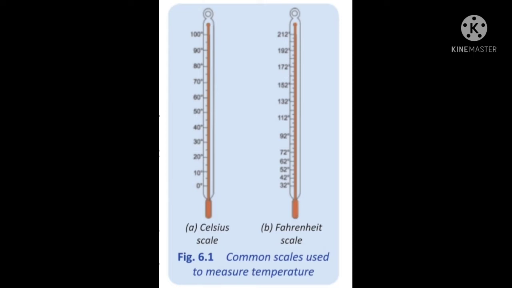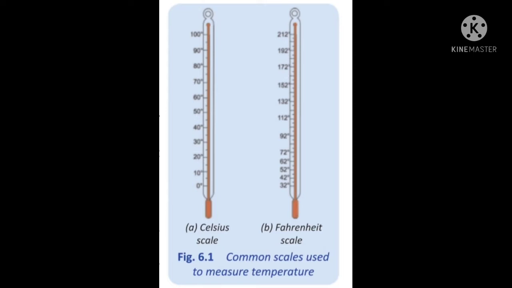Then on this scale, the melting point of pure ice is taken as 0 degree Celsius. Boiling point of pure water will be taken as the upper fixed point, is it? So that is 100 degrees Celsius. So 0 to 100 in Celsius scale. Then the difference between these 2 points is divided into 100 degrees.